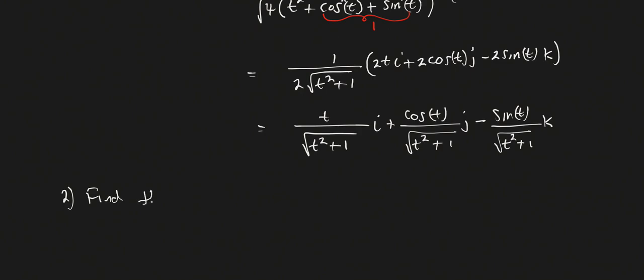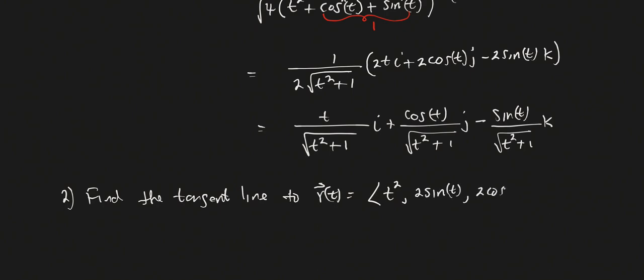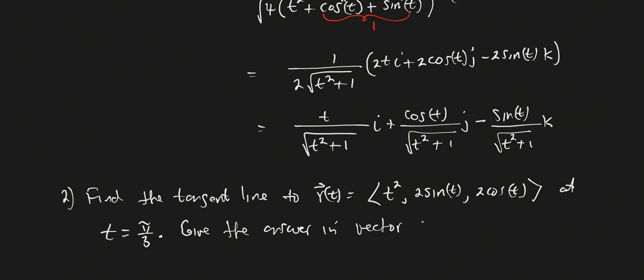So find the tangent line to r of t equals t squared, 2 sine of t, 2 cosine of t at t equals pi over 3. Give the answer in vector and parametric forms.